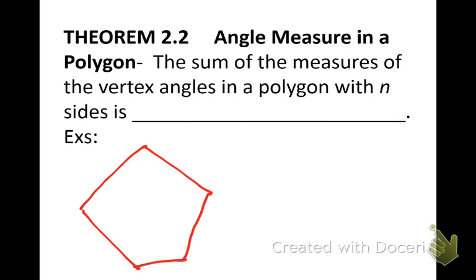Yes, I could split it into 3 triangles. What would the measure of the angles of 3 triangles be? 180 times what? 3 triangles? Yeah, 180 times 3, or 540. All right. What about this hexagon?